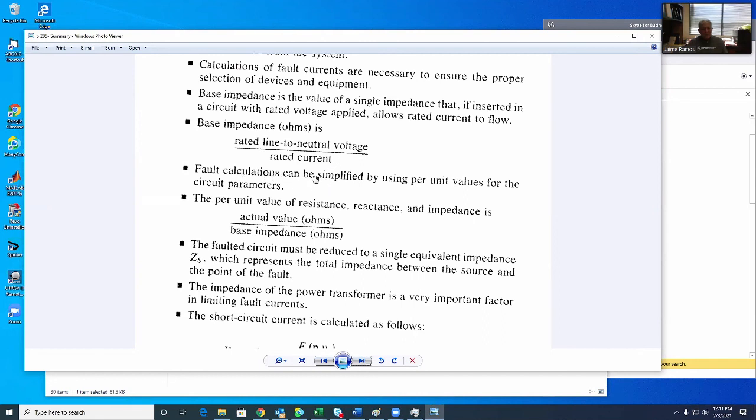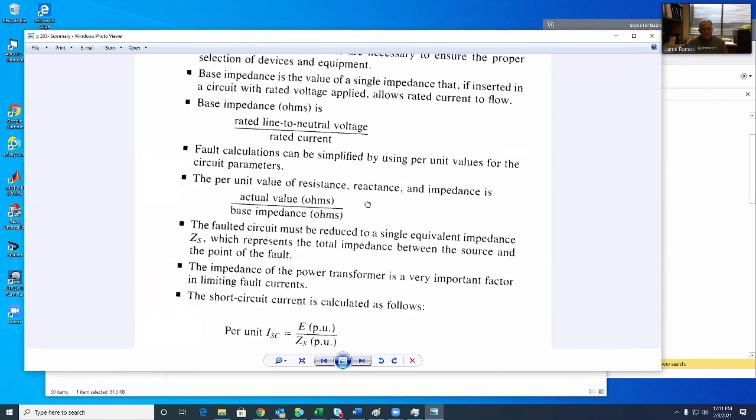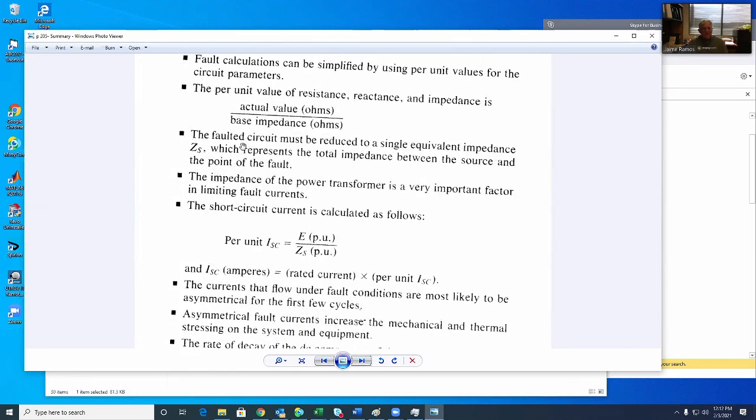Fault calculations can be simplified by using per unit values. The per unit value of resistance, reactance, and impedance is equal to the actual value in ohms divided by the base impedance. The faulted circuit must be reduced to a single equivalent impedance, which represents the total impedance between the source and the point of fault.